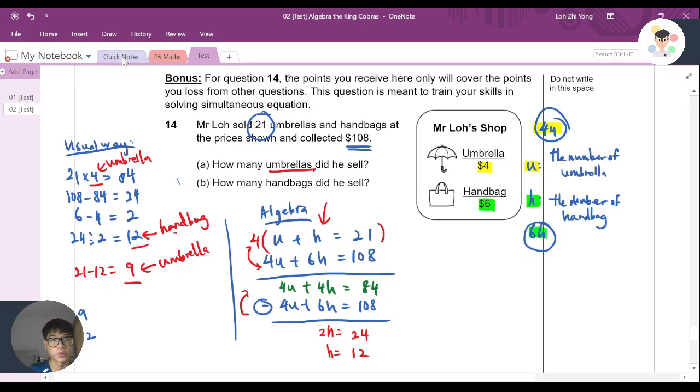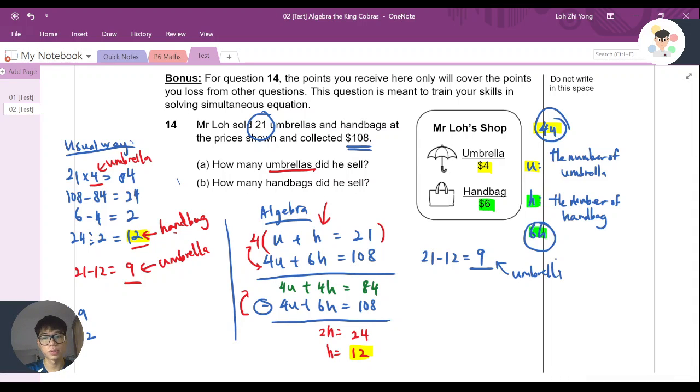And you notice that what we are doing here is exactly the same as what we are doing for the usual way. Because we also times 4 first, then we also minus, then we get h is equal to 12. And the same thing here, once we found out h is equal to 12, I'll use 21 minus 12, and I'll get that the umbrella is 9. Okay, and basically this is question 14. A very simple question that you can solve using your usual way or algebra way.